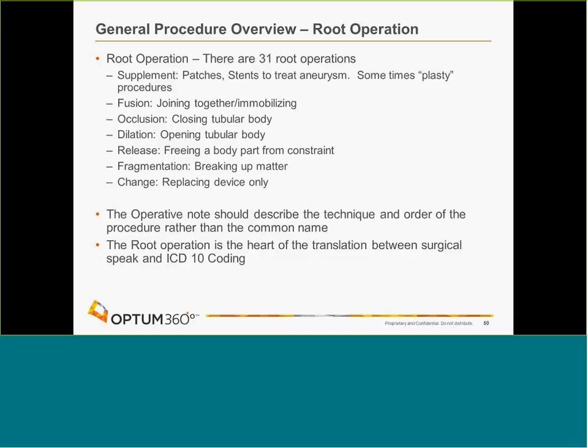And of course, dilation, we have lots of other things. And this is not even all 31 root operations here. So there could be questions here. Did you completely occlude the lumen, or did you only partially restrict it? That changes the code.